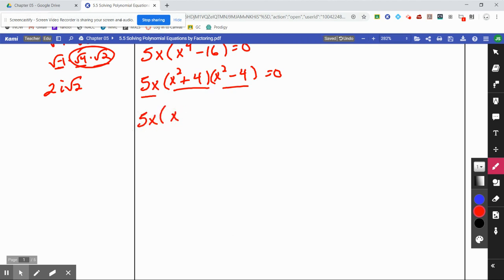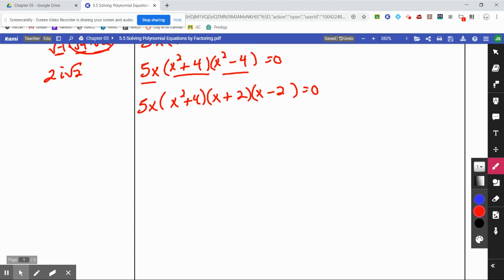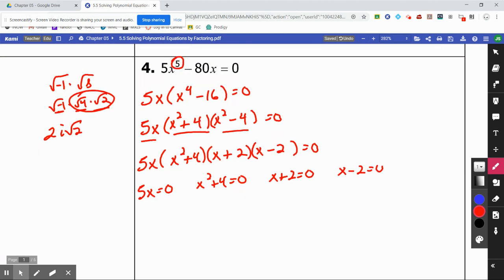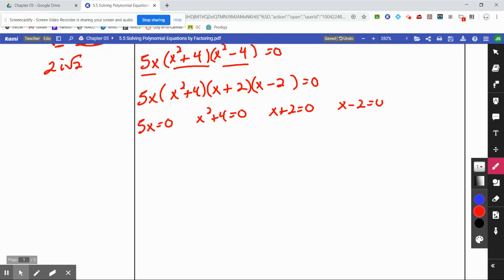Bring down the 5x, bring down x squared plus 4. X squared minus 4 is a difference of squares, which will again factor into conjugates. That's x times itself and 2 times itself. And you'll get the same answer, and hopefully you'll see that as we work through this. Either way, you would have got the same answer. Set each factor equal to 0. We are looking for up to 5 total roots, and we're going to have 5.